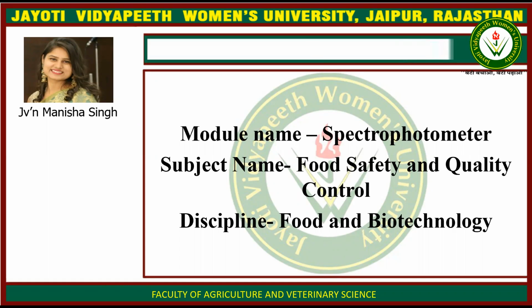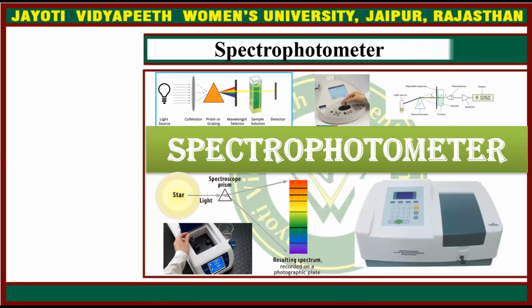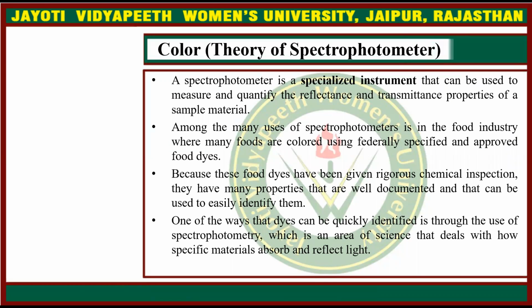Today I am teaching you spectrophotometer. Spectrophotometer is a specialized instrument that can be used to measure and quantify the reflectance and transmittance properties of a sample material. Among the many uses of spectrophotometers is in the food industry, where many foods are colored using federally specified and approved food dyes.